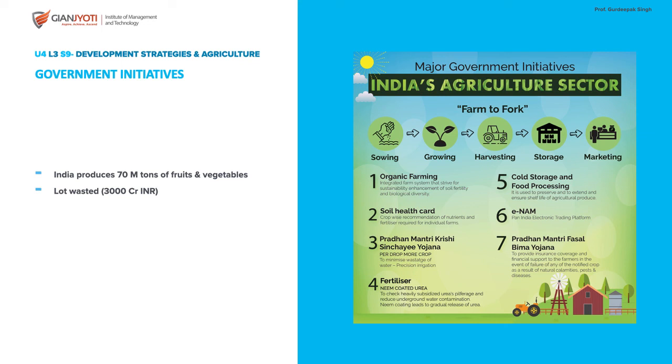Now, why have these initiatives been taken? As an example, India produces 70 million tons of fruits and vegetables, and it loses around 3,000 crore INR on that because there is no food processing. In terms of organic farming, the government has come out with sustainable enhancement of soil fertility. Soil health cards have been created so that farmers know what type of soil they have and what crops they should be putting there. Pradhan Mantri Krishi Sinchai Yojana is about how to use precision irrigation, which is drip irrigation, so as to not waste the water.